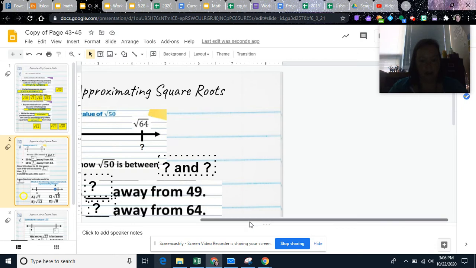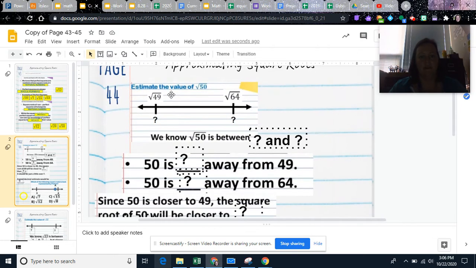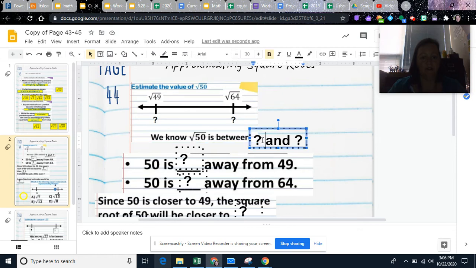So now looking at page 44, we want to estimate the value of the square root of 50. What you're going to do is think of the perfect square before and after it. So the square root of 49, we know that is 7. And then we know the square root of 64 is 8. So we know that the square root of 50 would have to be between 7 and 8 because 50 is between 49 and 64.